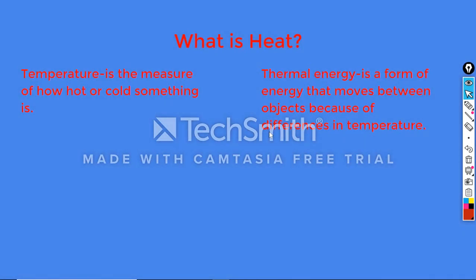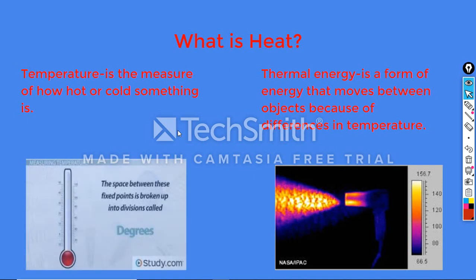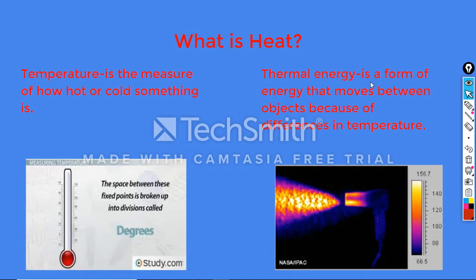So we have to identify a few things first before we start. We have to identify what temperature means, and temperature is the measure of how hot or cold something is. And we usually use a thermometer to measure temperature. Okay, and a thermometer is divided into degrees like so. Okay, we have to look at what thermal energy is. And thermal energy is a form of energy that moves between objects because of differences in temperature.